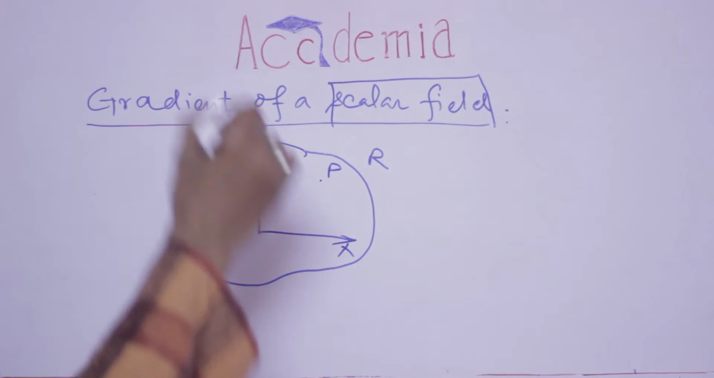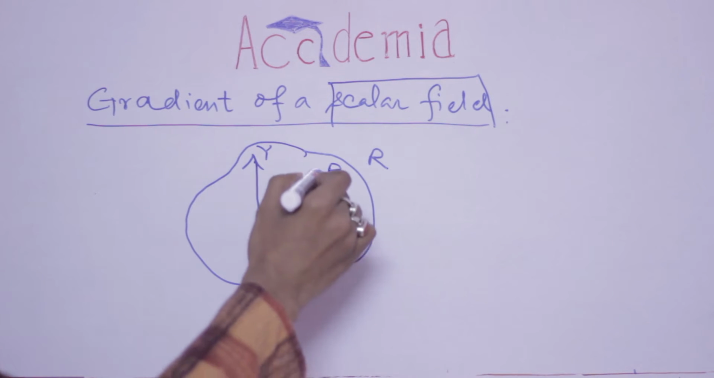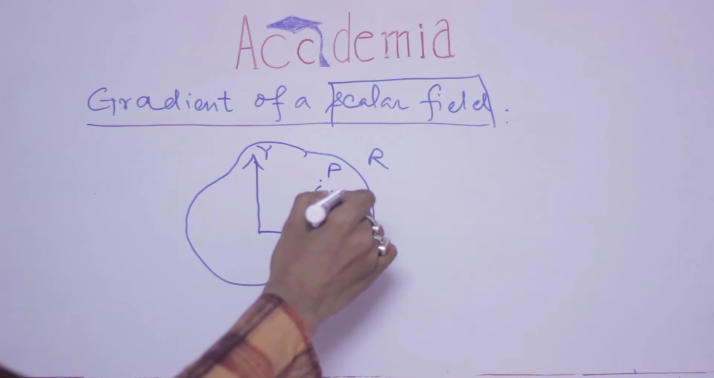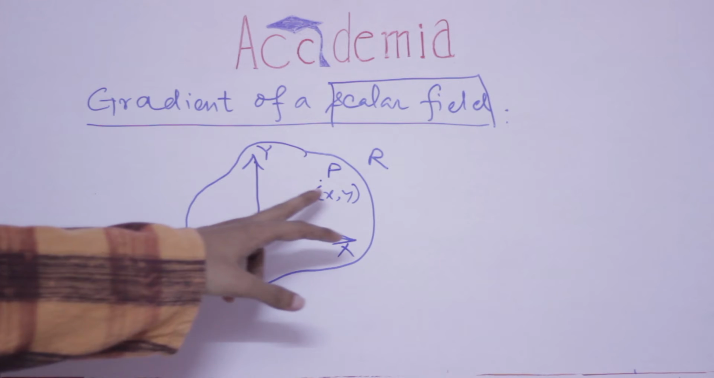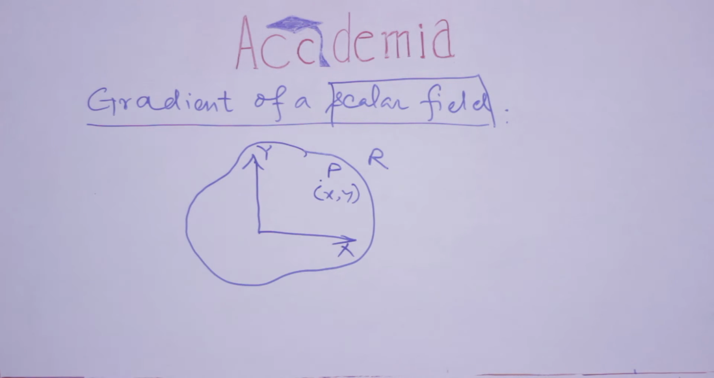Say the coordinate of P is (x, y), which indicates its position within the region R. Both x and y are scalar variables. That means position of any point in this region R can be uniquely determined by the coordinate (x, y) with different values of x and y.